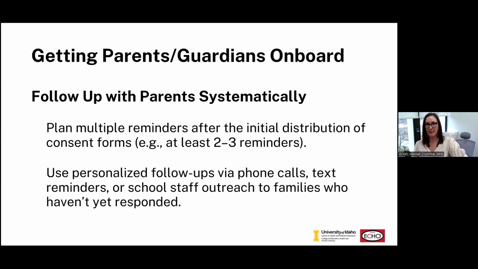Also, if you can follow up with parents systematically after you send out your initial consent forms, having some automated reminders could be helpful. And this could end up actually being a bit of a burden, so take it with a grain of salt. But if you can follow up with personalized requests for opt-in, I think that could also build trust with parents.